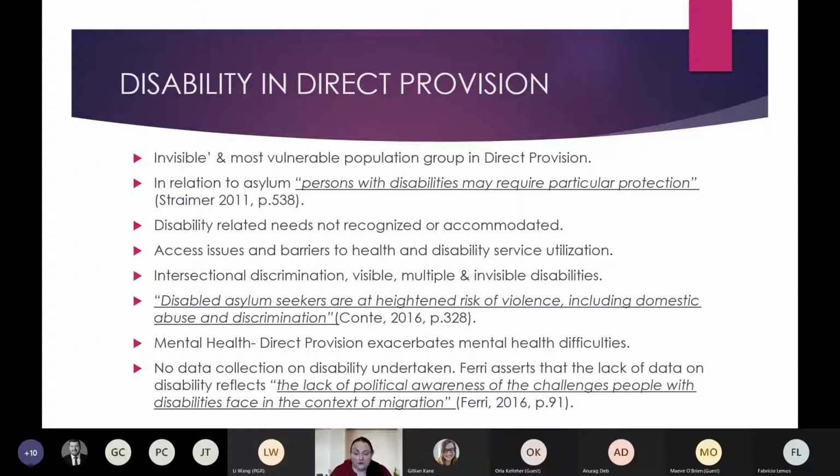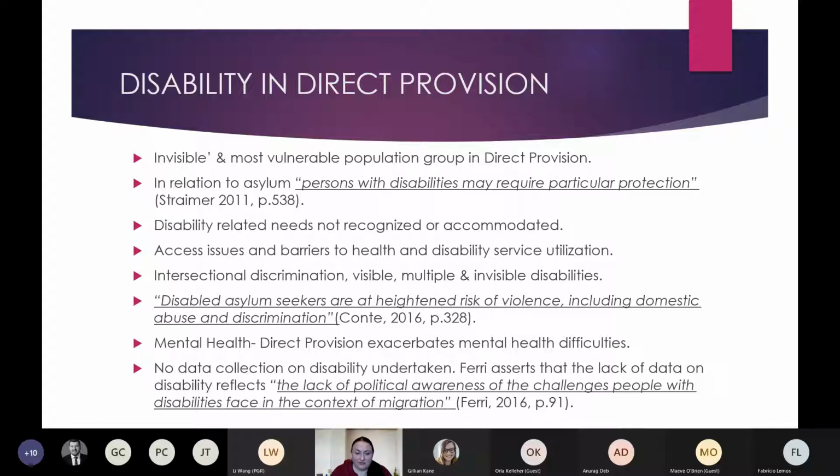And if you are a victim of trafficking who's in direct provision, an older disabled person, an unaccompanied minor who has a disability and has aged out, a disabled single parent with a child with a disability, or you may have invisible disabilities, multiple disabilities, all of these barriers and extra intersections of discrimination add difficulty to your daily life. And disabled asylum seekers, according to Conte, are at a heightened risk of violence, including domestic violence, and discrimination.